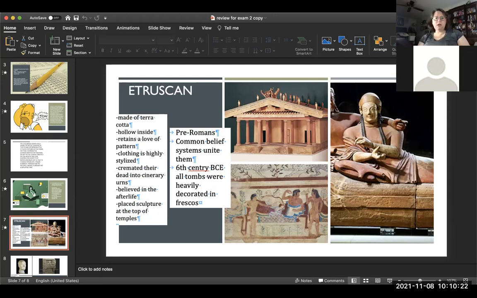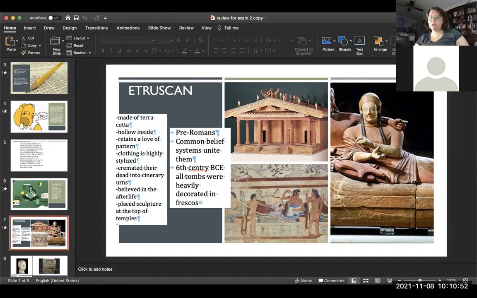Terracotta has an interesting hollow element to it. The Etruscans loved pattern. We see that show up in their fresco paintings a lot. Their clothing was highly stylized. We looked at it in terms of wet drapery technique. It is wet drapery technique, but it does look different than the wet drapery technique that we studied in ancient Greece. They tended to cremate their dead in cinerary urns.